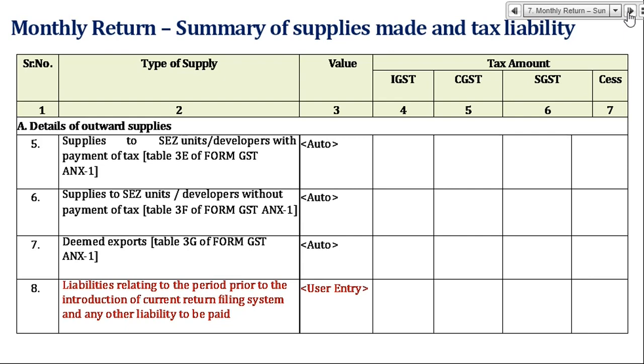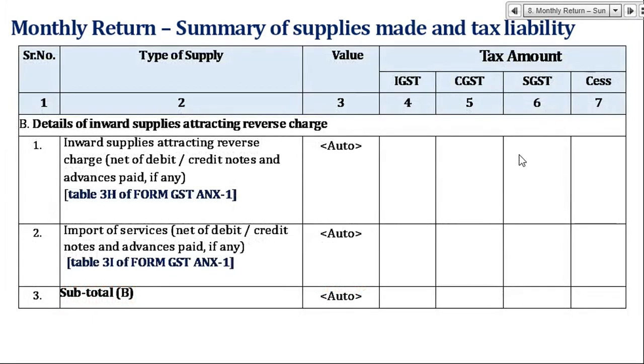So if I have to report any liability related to previous return, GSTR 1 or 3B or whatever it is, that can be reported in number 8, right? Table 3A8 I can report. User entry means on my own I'll punch the figures, right? Then liability on inward supply means normal RCM, domestic RCM, ANX 1 table 3H.